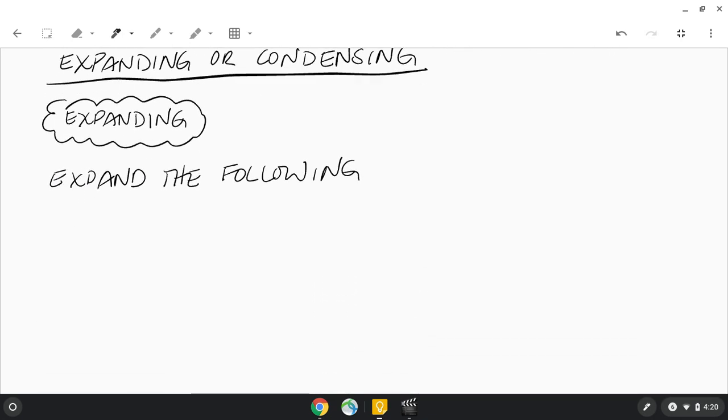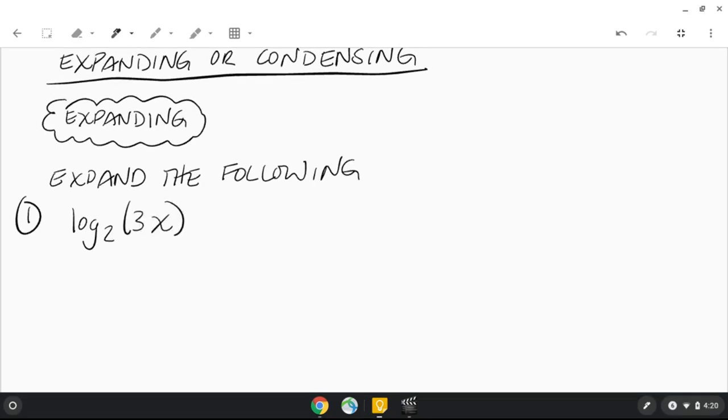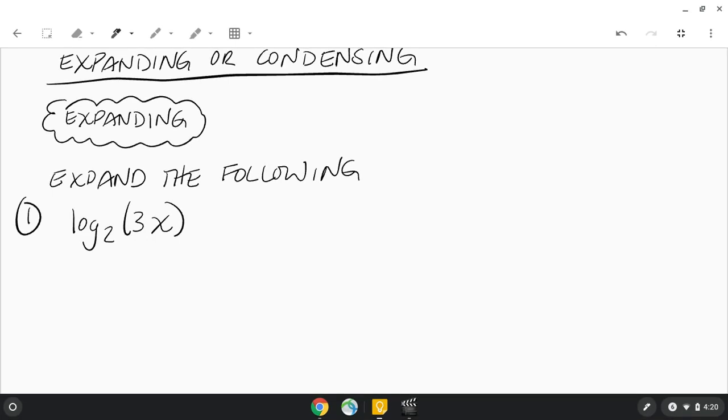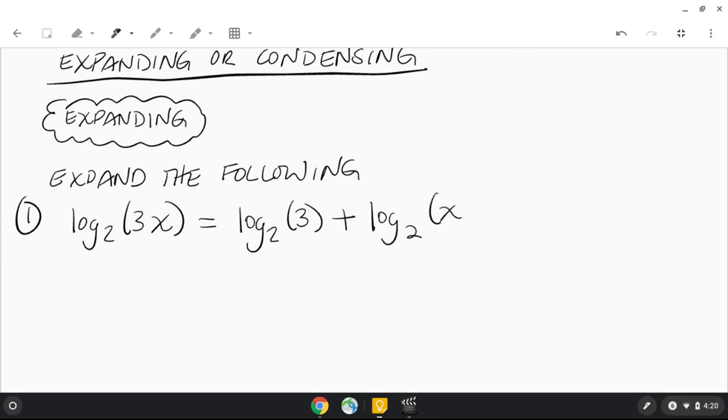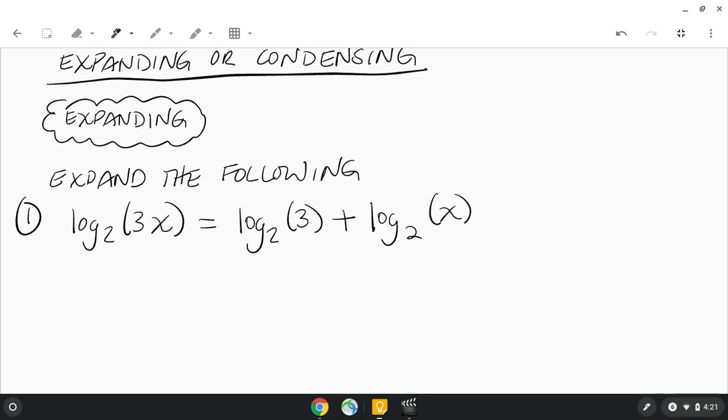All right, so let's take a look. If I have log base 2 of 3x, here I have multiplication. I have a single log, so it's already condensed, so I want to expand this. This one is multiplication, so it is going to become addition. Multiplication and addition go together. So you would get this, and that's all there is to it.